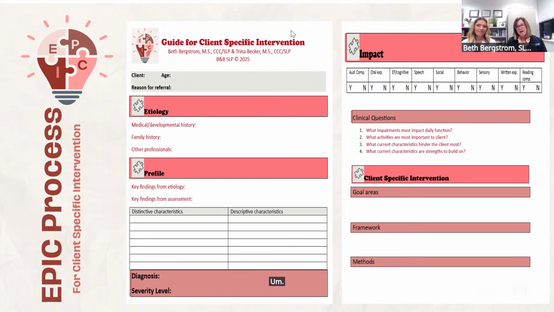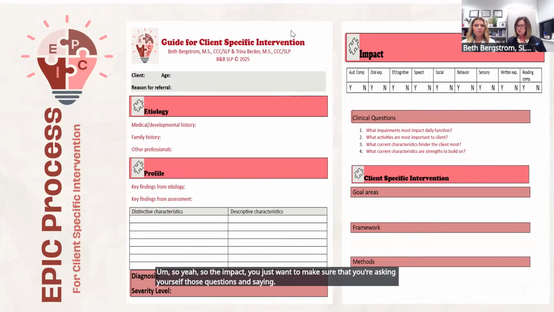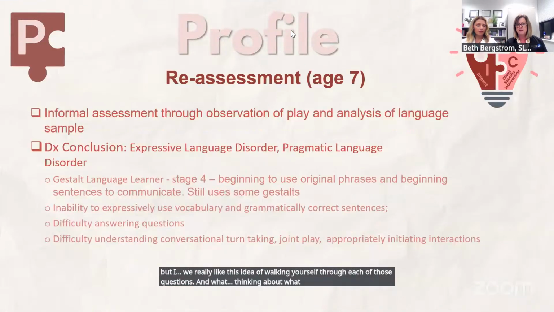So for the impact, you just want to make sure that you're asking yourself those questions and saying, is this a concern right now that I plan to address with goals right now, or something I want to think about later? We really like this idea of walking yourself through each of those questions, and thinking about what the biggest impact is right now, for sure.